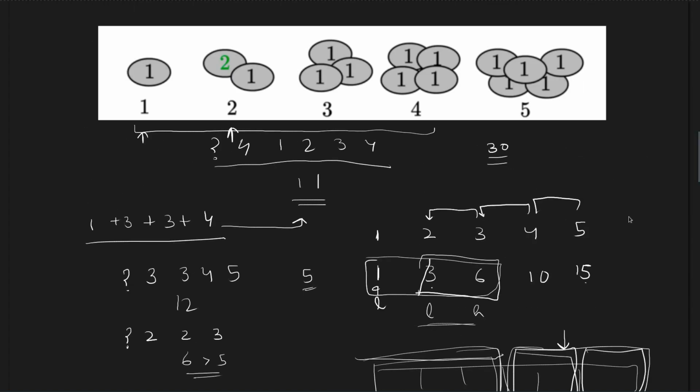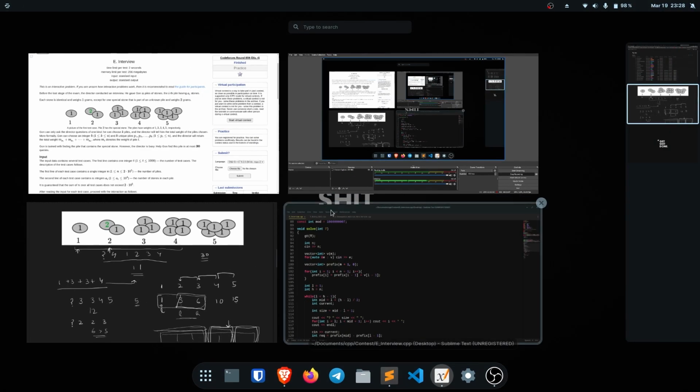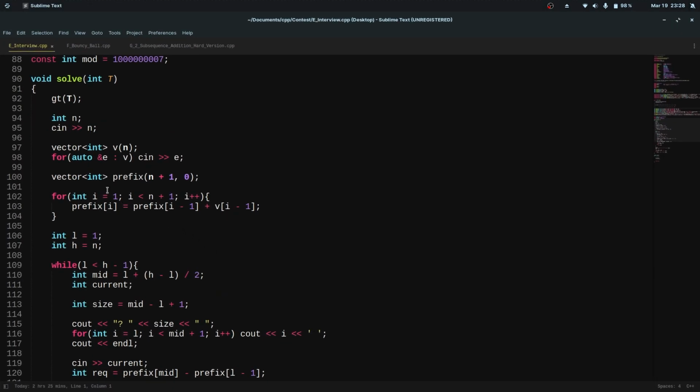Each time the size of the array will get divided by 2. So let me show you the code for this problem now. I have initialized a vector v of size a, taken input in it, and calculated the prefix sums. I have discussed this before also. How do I calculate the prefix sums? Prefix of i is equal to prefix of i minus 1 plus v of i minus 1. This i minus 1 is only because of the difference in 0 and 1 based indexing.